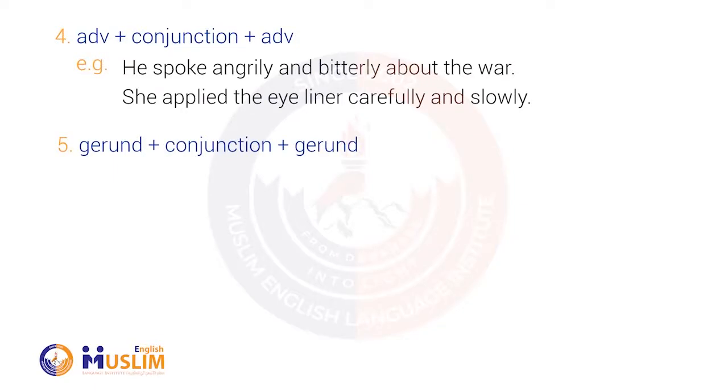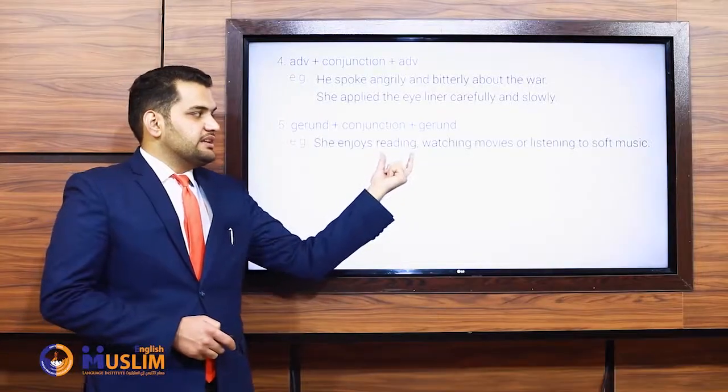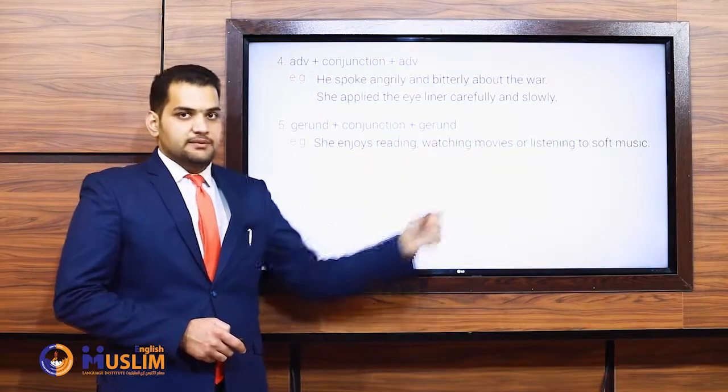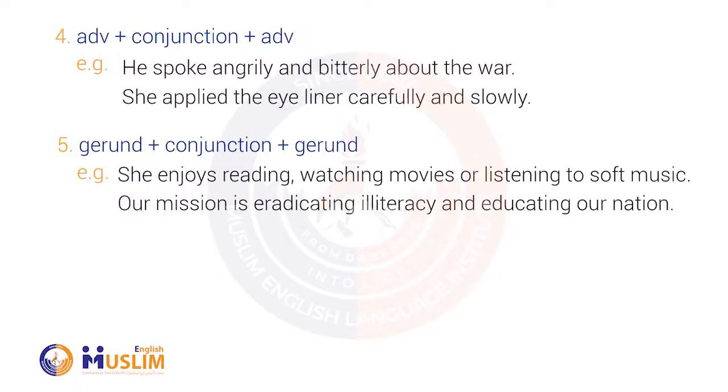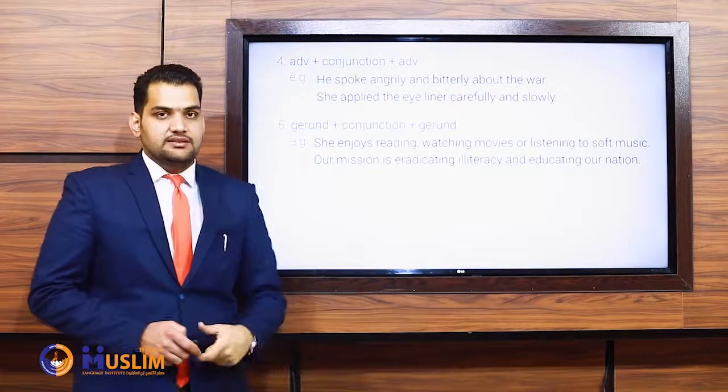Number five, gerund plus conjunction plus gerund. For example, she enjoys reading, watching movies, or listening to soft music. Here we have reading, watching, and listening. Our mission is eradicating illiteracy and educating our nation. Here we have combined eradicating and educating.